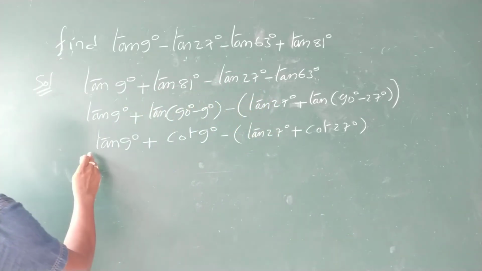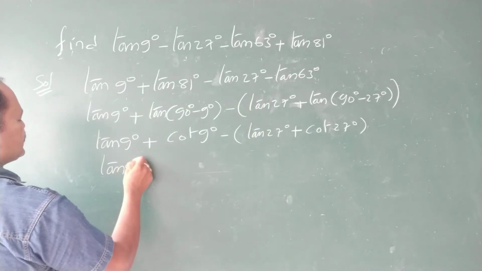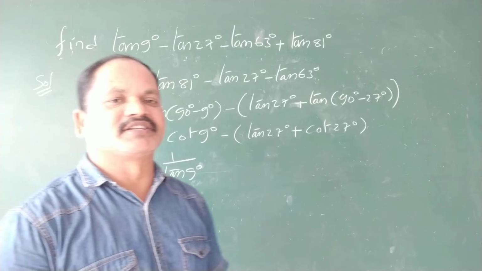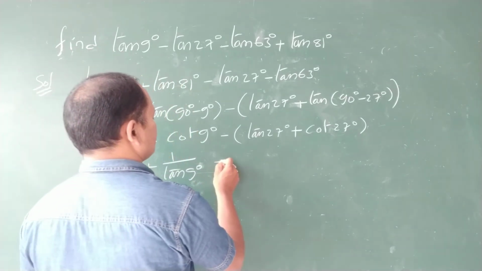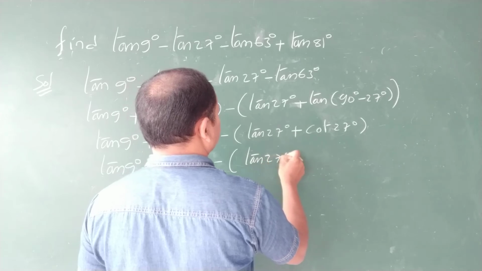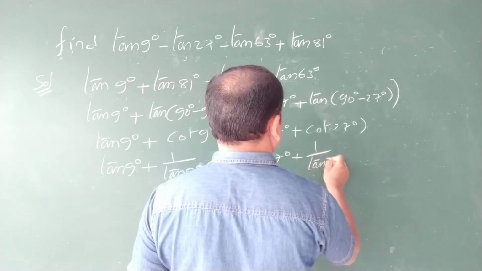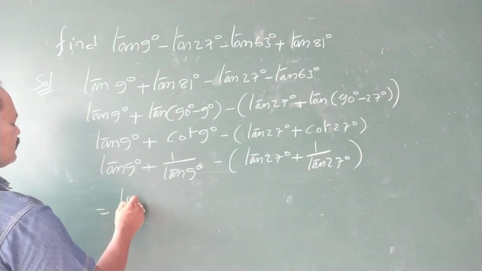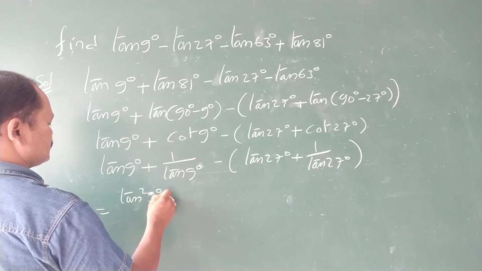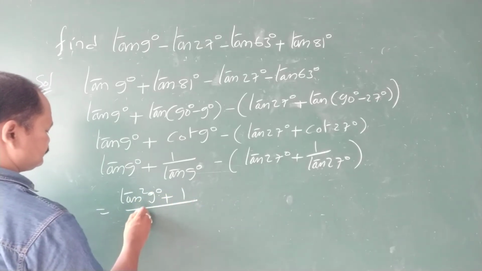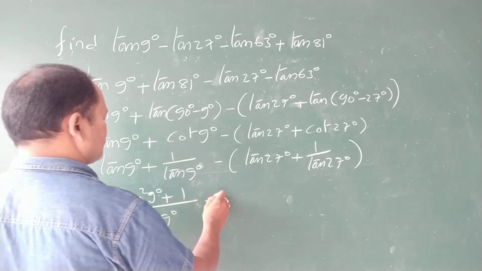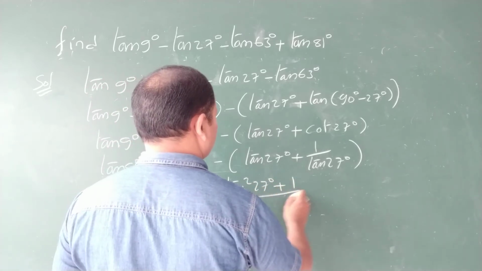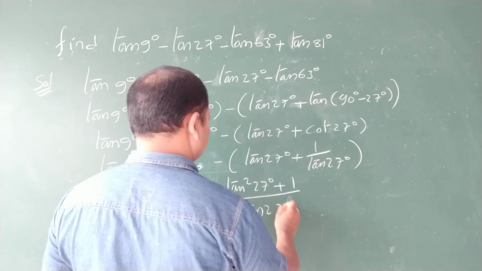That's all. Now from this we have to write tan 9 degrees plus 1 by tan 9 degrees, since cot 9 is the reciprocal of tan. That's why minus of tan 27 degrees plus 1 by tan 27 degrees. Clear? Now take LCM for these two. Then it is tan square 9 degrees plus 1 by tan 9 degrees minus of tan square 27 degrees plus 1 by tan 27 degrees.